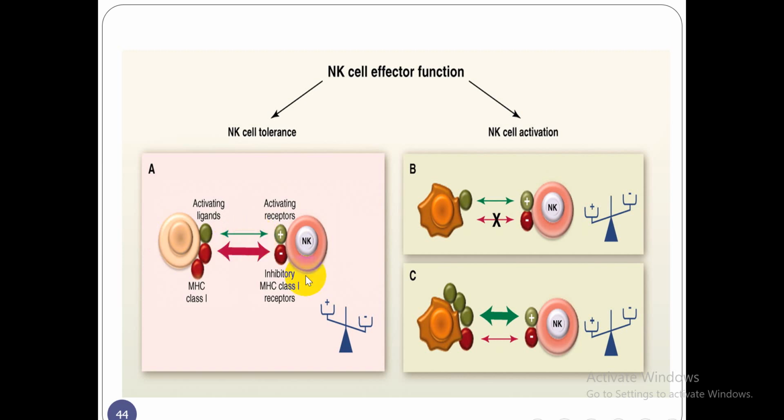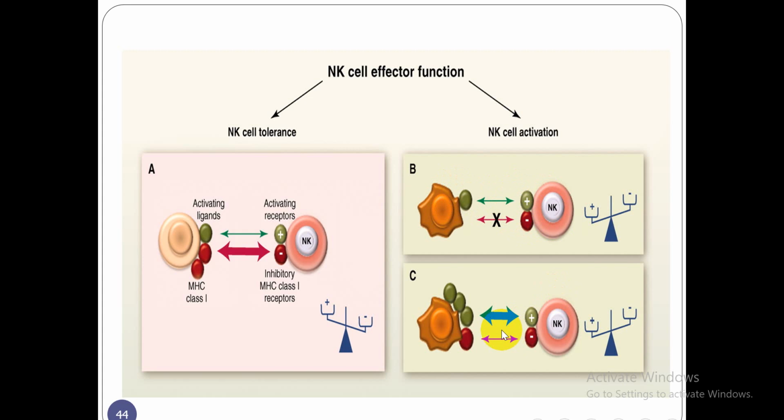But if the cell becomes virally infected, and in this way the expression of MHC class I molecules decreases, you can see that we do not have the ligand for the inhibitory receptor on the surface of the NK cell, and the ligands of the activating receptor are provided, and the NK cell becomes activated.